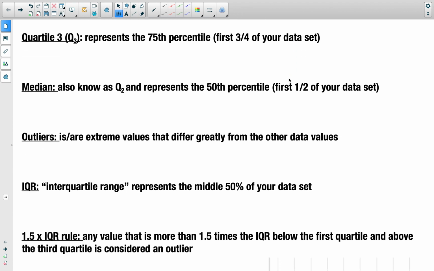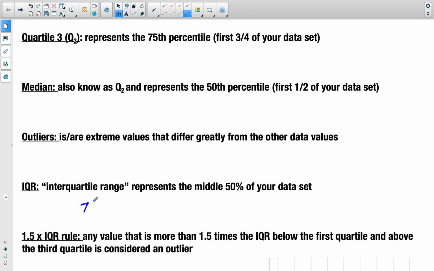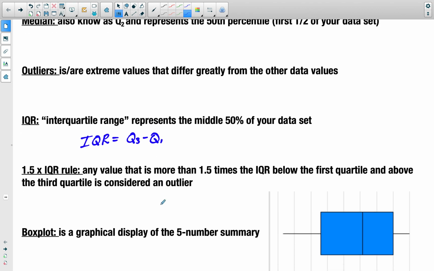Interquartile range. Think of inner quarter. It's inside. It's the middle 50% of your data set, and it's also called IQR. It's your quartile 3 minus quartile 1. And then when we want to check our data set for outliers, we're going to use what's called the 1.5 times the IQR rule. That states that any value that is more than 1.5 times the IQR below your first quartile or above your third quartile is considered an outlier.